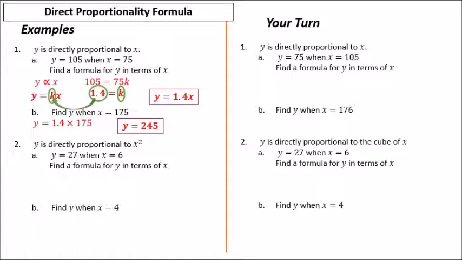So for question 1, y is directly proportional to x. Whenever we have two quantities that are directly proportional to each other, we can write it like this. This symbol here is the proportionality symbol. Often students like to call it the fish symbol, but it means "is proportional to". So y is proportional to x.